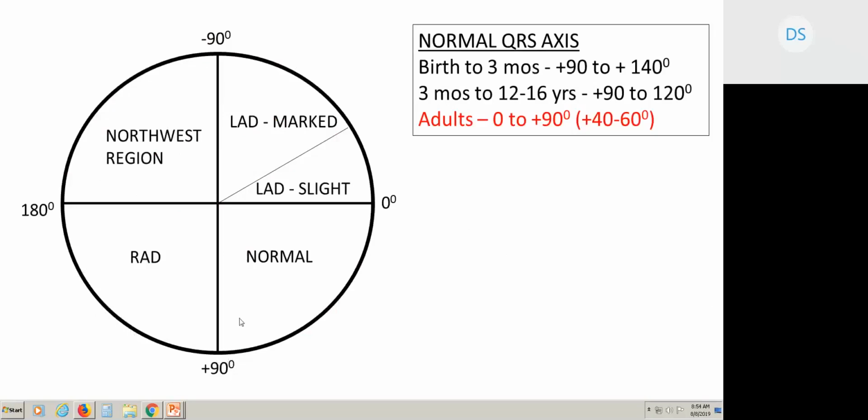As you can see here, the normal QRS axis quadrant is the left lower. The right lower is considered to be right axis deviation for an adult. The left upper is considered to be left axis deviation, where 0 to minus 30 is mild and minus 30 to minus 90 degrees is marked left axis deviation, and the right upper quadrant is considered to be the north-west axis. So this is the north-west axis. Generally for an adult, these 3 quadrants are considered to be abnormal.